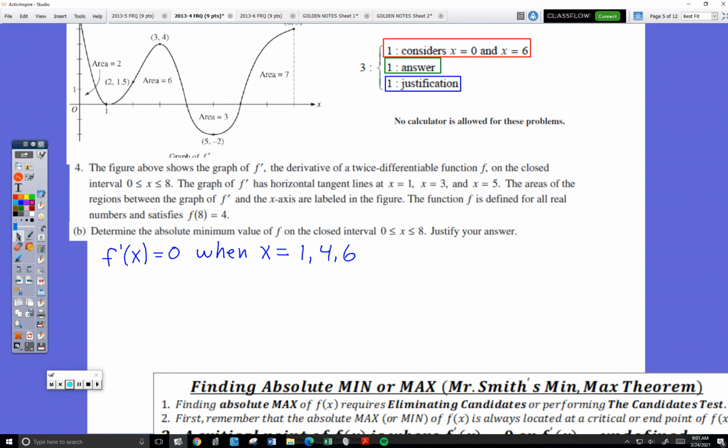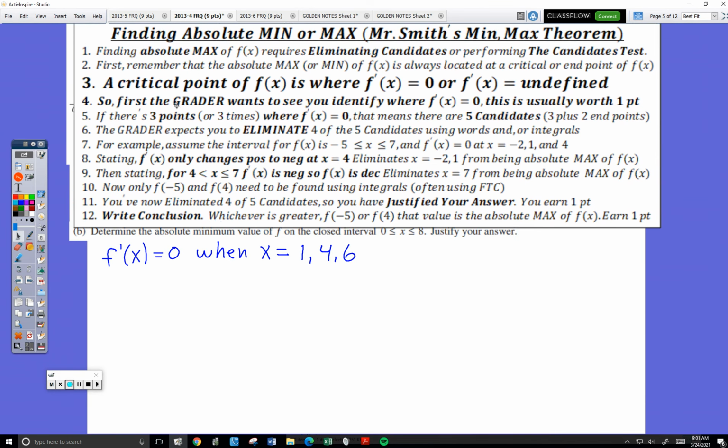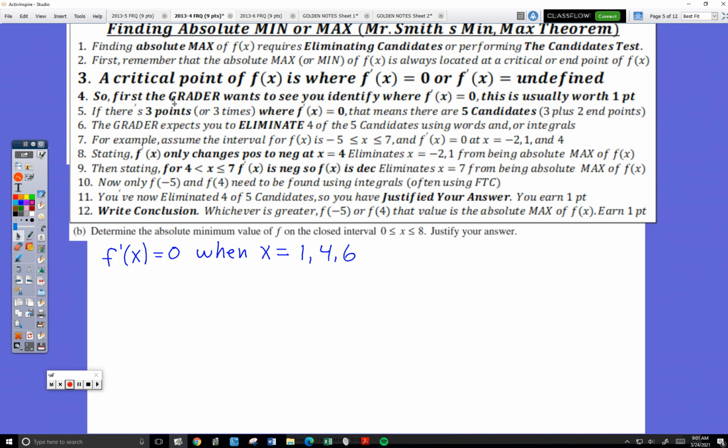So let's keep going here. First, the grader wants me to identify where f prime is 0. I've done that. That part's done. Okay. This other part is just trying to help you understand. If there are 3 values of x, which we have right here, where f prime is 0, that means there are 5 candidates. The 3 right here, where f prime is 0, plus the 2 endpoints.